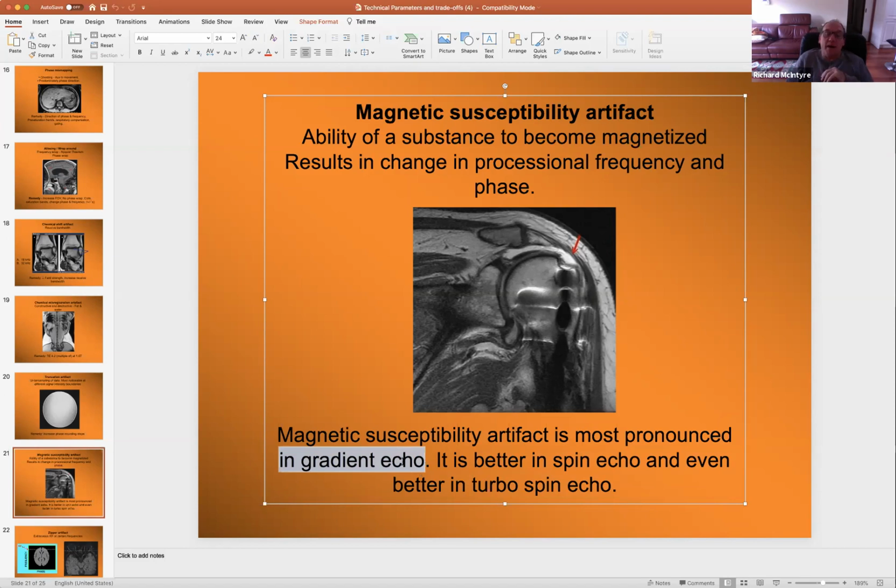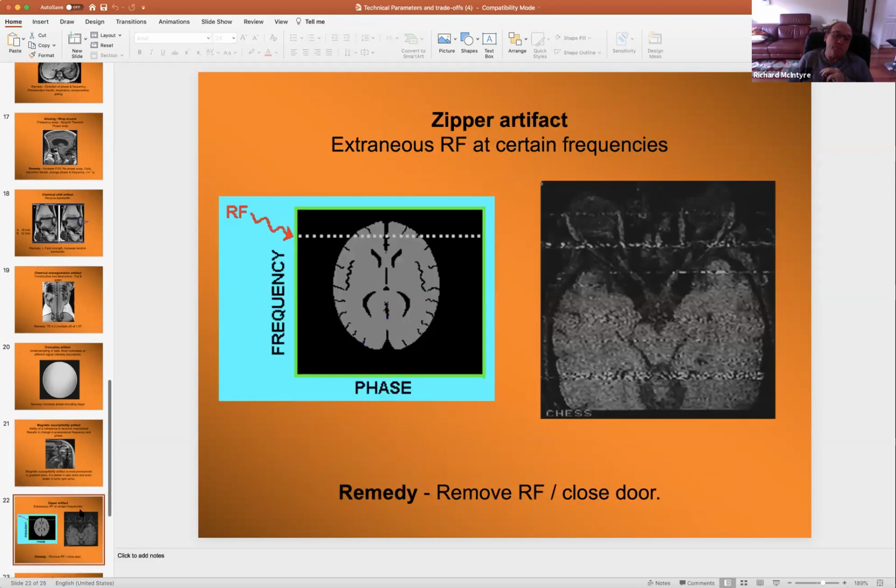And that's why when we use gradient, we use the gradient to refocus the spins. In gradient echo, we're going to get a worse artifact, more significant artifact. And we want that in the brain. We want that in susceptibility artifact because that's in the brain, because that's going to show us blood. But when we're looking at the shoulder, we don't want that.